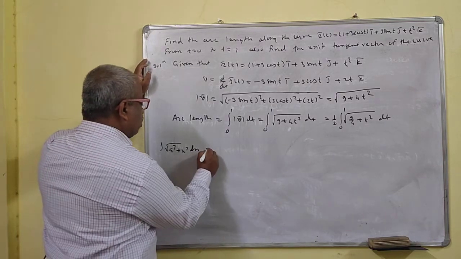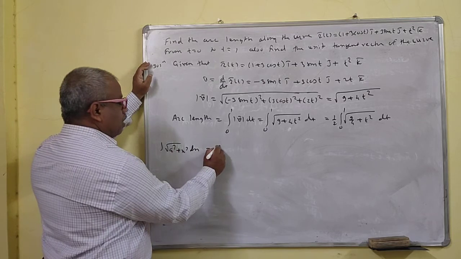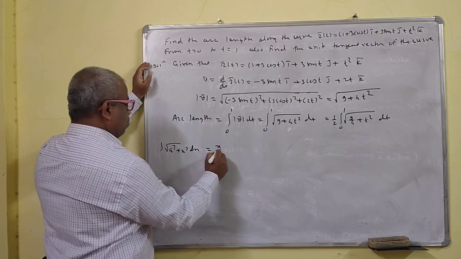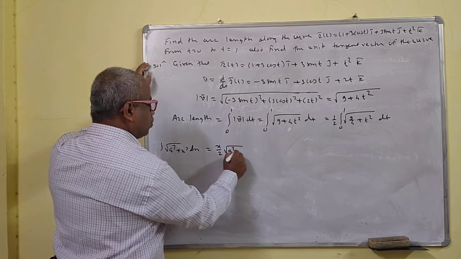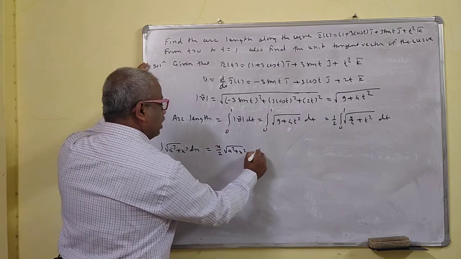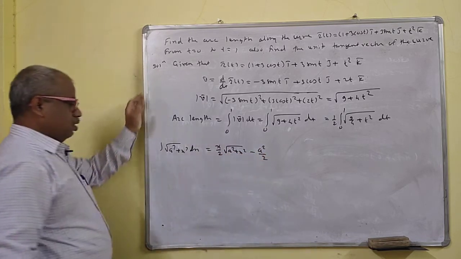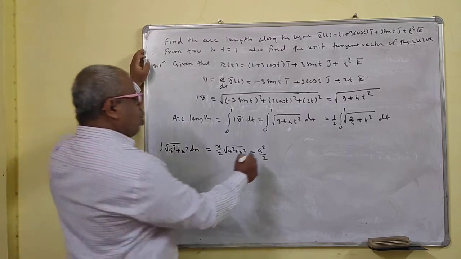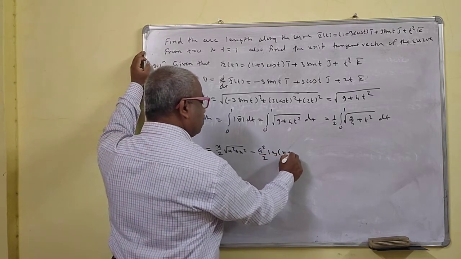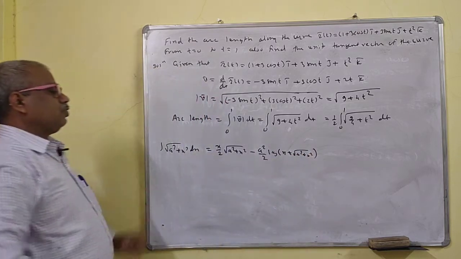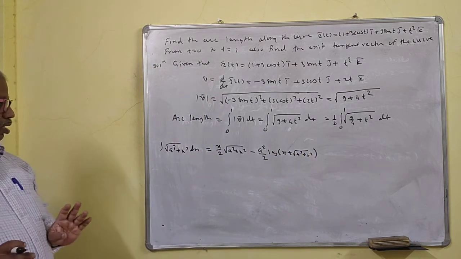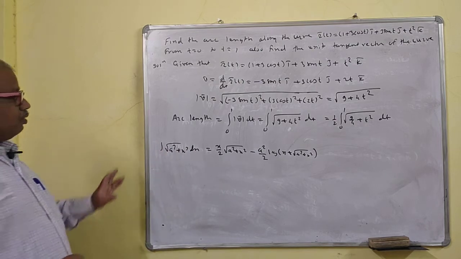So this formula is what? This is the formula: x by 2 root of a square plus x square, minus a square by 2 log of x plus root of a square plus x square. This is the formula to integrate the root of this. So we'll apply this here.